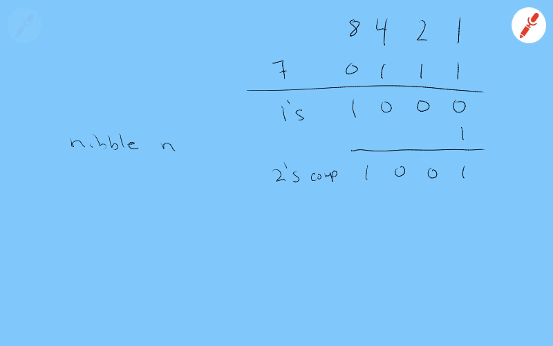It doesn't look like -7, but we'll prove it by adding what we know is +7. 1 plus 1 is 0, carry 1. It always works this way. 0, carry 1, 0, carry 1, 0, carry 1, and that 1 falls off on the floor because we only have 4 bits of space. Okay, so negative numbers are represented as 2's complement.